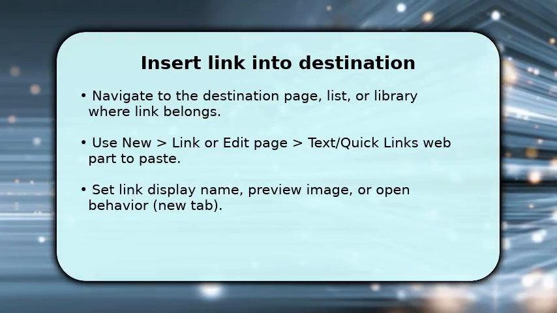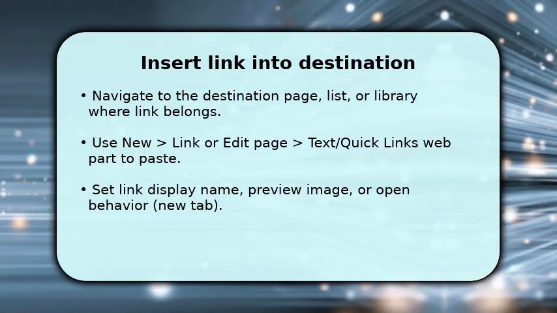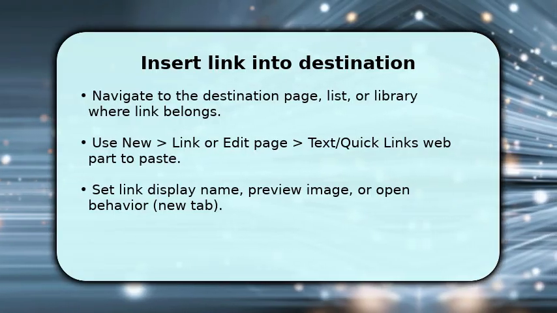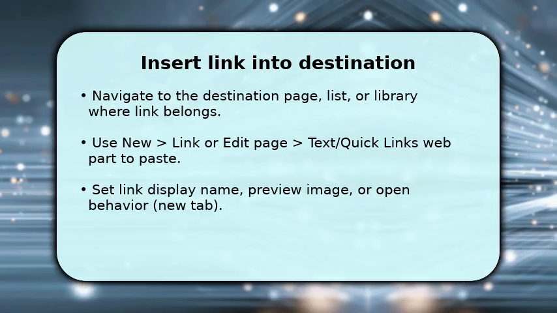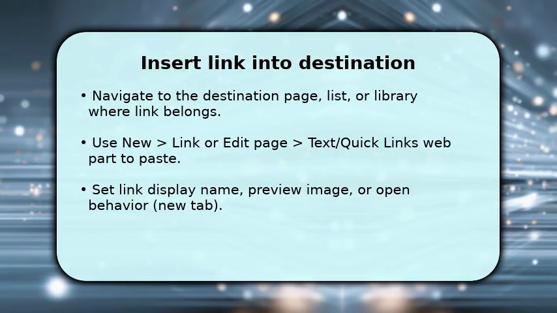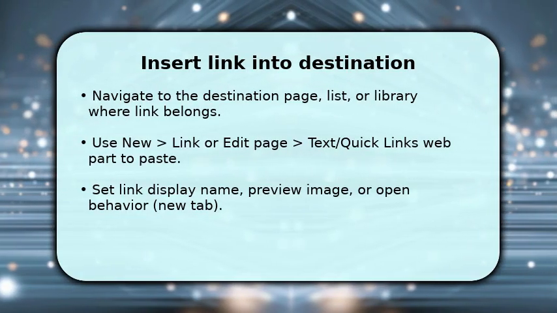If editing a SharePoint page, add a quick links web part, choose Add Link, paste, then configure the tile or list display. Make sure the display name is meaningful and change the open behavior to New Tab if you want to keep users on the site. Once configured, save or publish to finalize the connection.